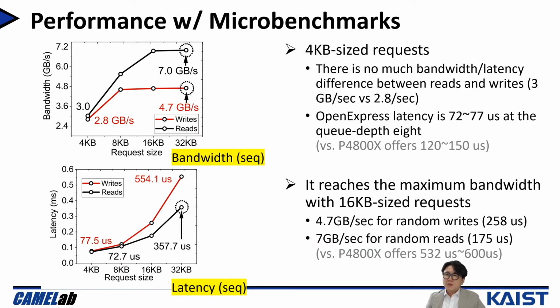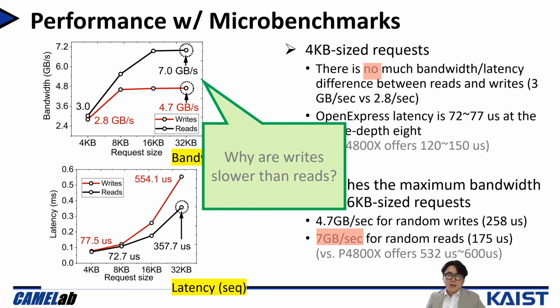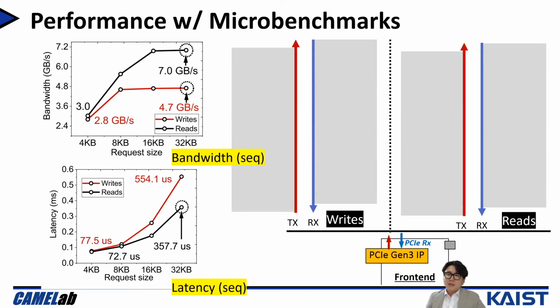For 4 KB size requests, there are no bandwidth differences between reads and writes. However, for larger size block processing, OpenExpress exhibits much better read bandwidth than writes. And the question would be: why are writes slower than reads? It's because of the dual simplex characteristic of the PCI interface.